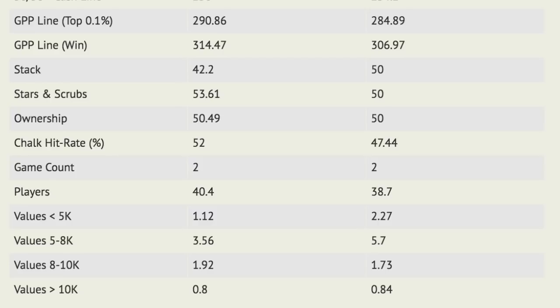Next, ownership, and this is pretty simple. This is just looking across the lineup at the average ownership rates of players that you're actually rostering and how they compare to the rest of the field. So again, higher numbers mean you're higher on those factors, lower, of course, you're lower.